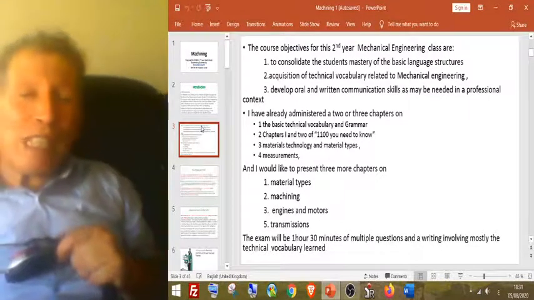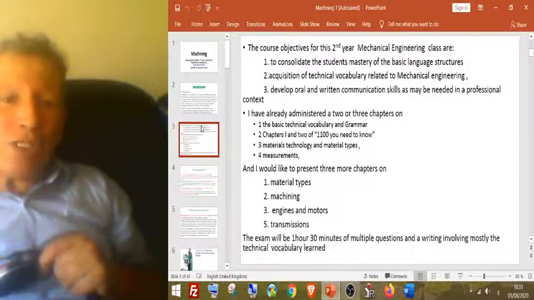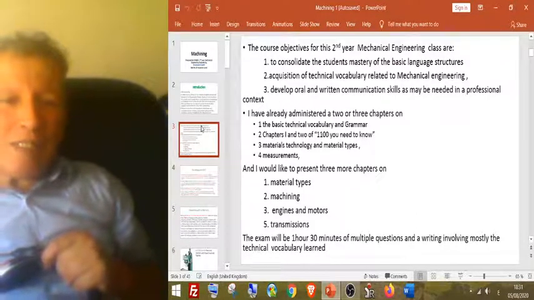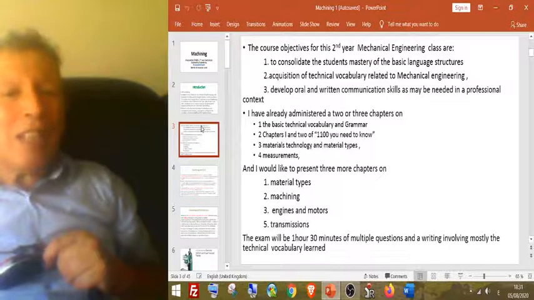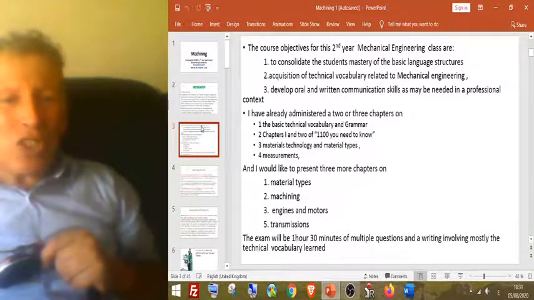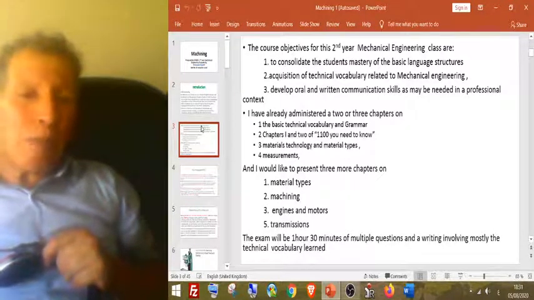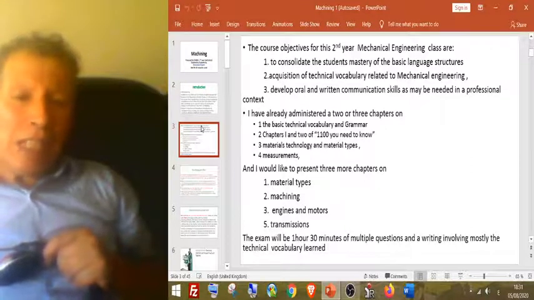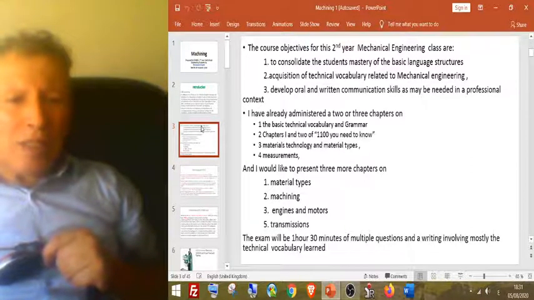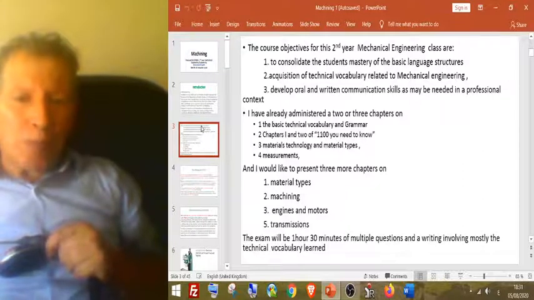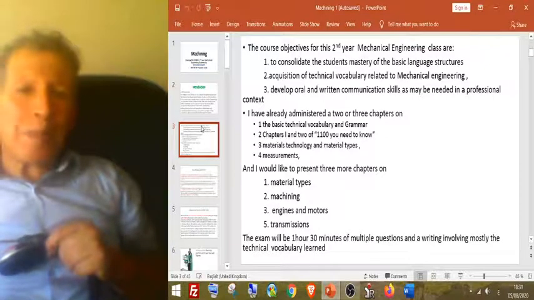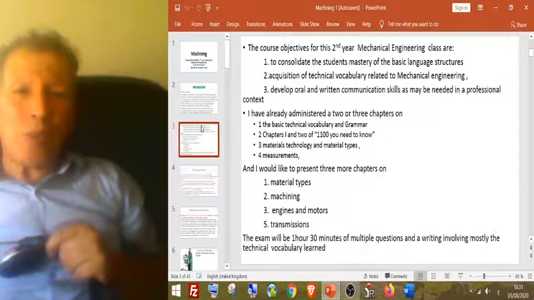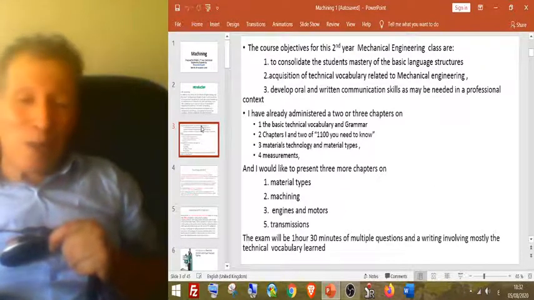I know many of you are very passionate about automobiles and cars. All young people are, and not so young as well. And therefore, we should be talking about engines and motors and vocabulary related to them. And finally, the last chapter, but not least, will be about transmission. Of course, there are many more chapters that need to be studied. I will send you the book, the PDF, and I hope you will do some self-study by yourselves.